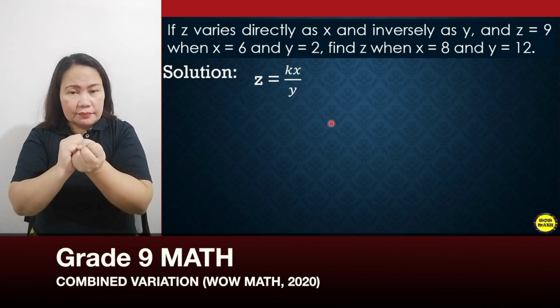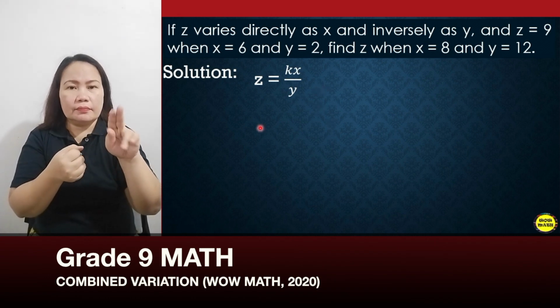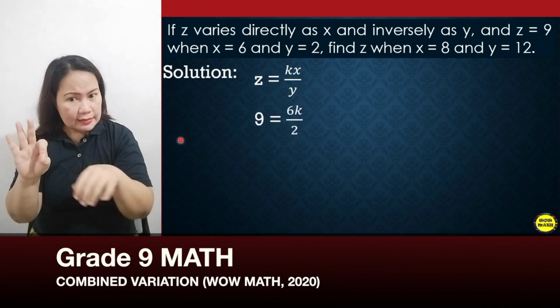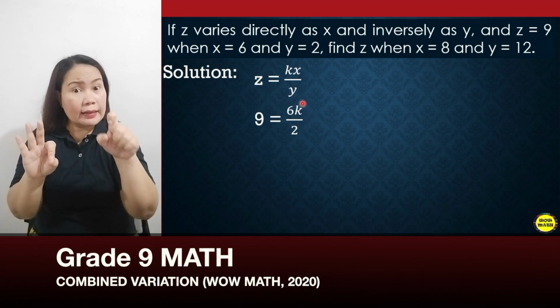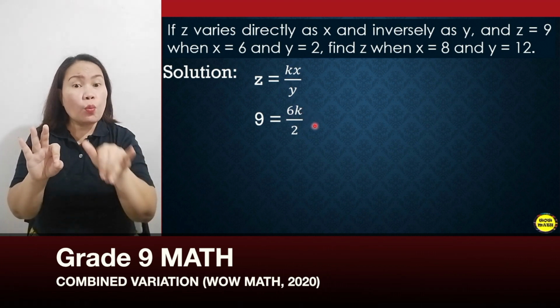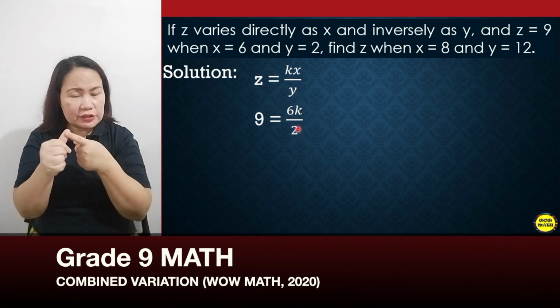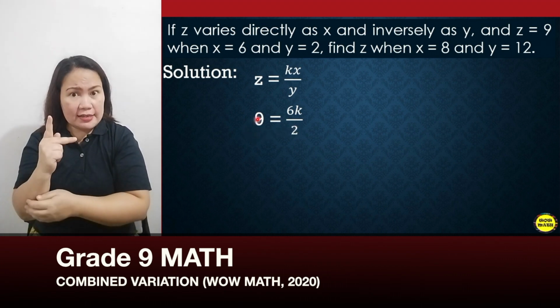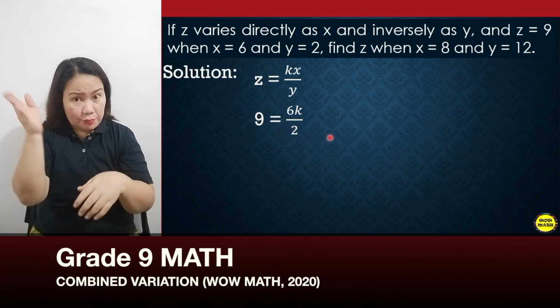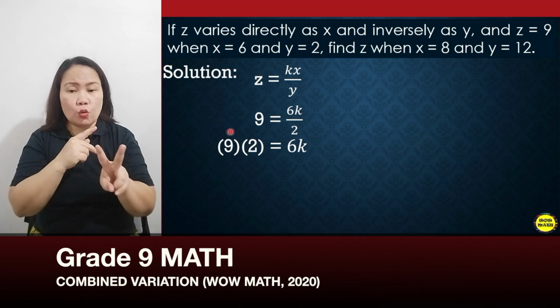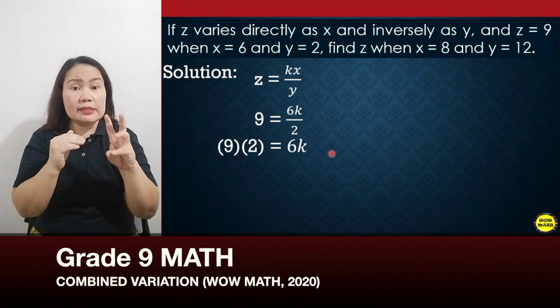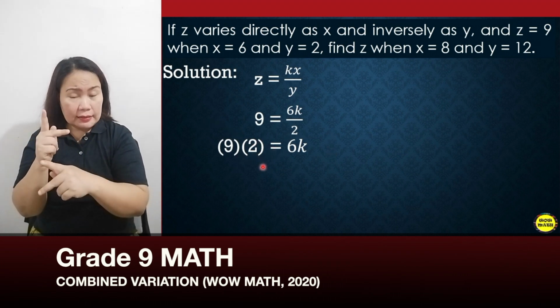Then we substitute the given values. Z is 9, x is 6, and y is 2. To solve for k, we multiply 9 times 2. So that is 9 times 2 equals 6k, and 9 times 2 is 18.